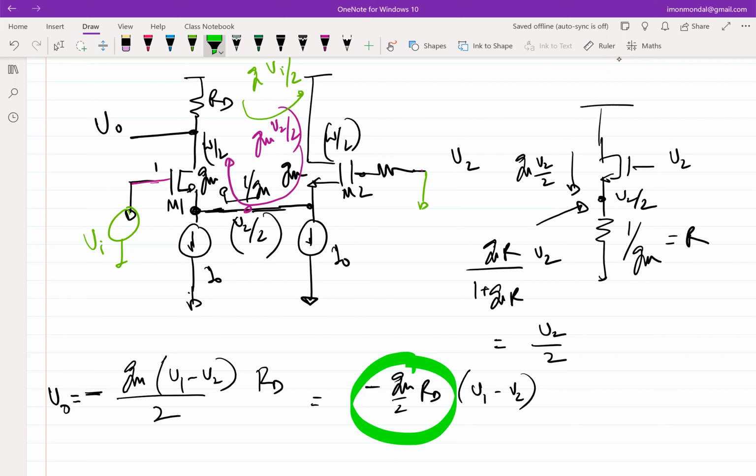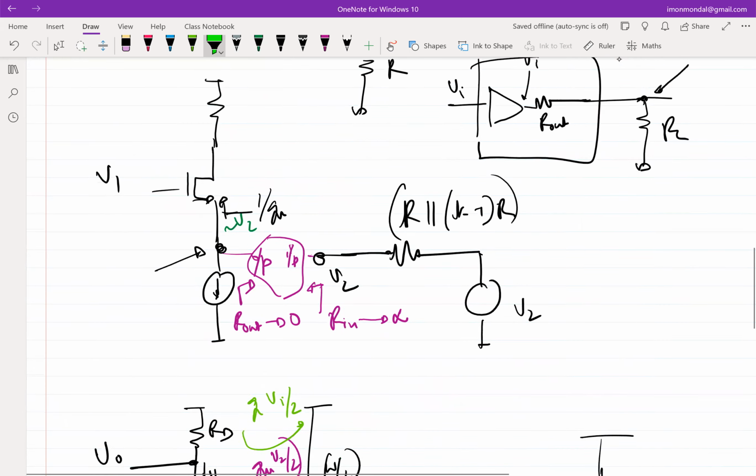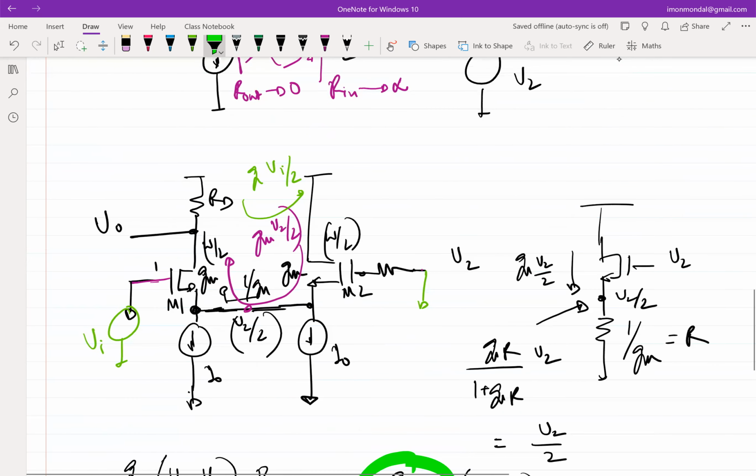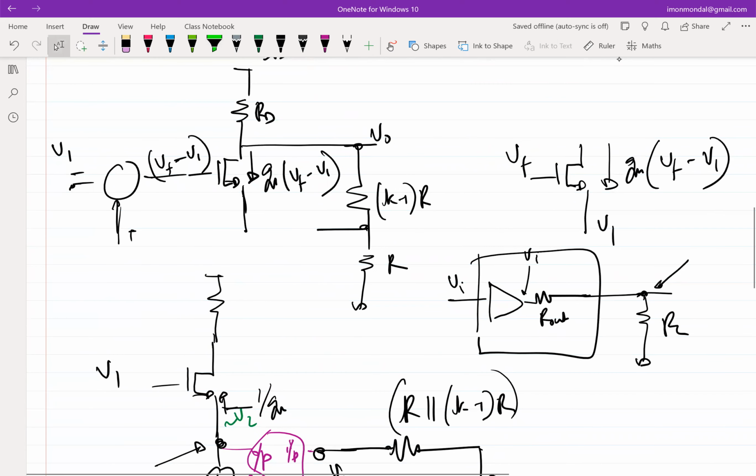But if GMRD is much greater than 1, GMRD by 2 is probably also much greater than 1. So with an error of half, we can still design something, right? Let me take one more minute to make a point that came out: it seems like there is a flipping of sign that has happened, right? We wanted VF minus V1, but we ended up with V1 minus VF, correct?